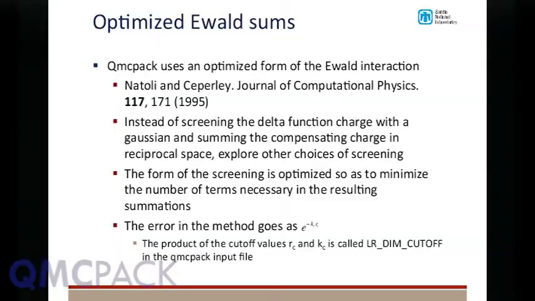Now in QMCPACK, we do something a little bit better than this. I told you that the standard Ewald approach picks some Gaussian, and you can tune how wide this is. Something that was noticed a while ago, and I think David's told me that this has been around far longer than the paper, is that instead of screening this delta function charge with a Gaussian, you've got plenty of freedom to screen it with whatever you like. And then you explore other choices of screening, right? And so you can actually optimize the form of this screening so as to minimize the number of terms in your resulting summations. And you can get something that converges much faster.